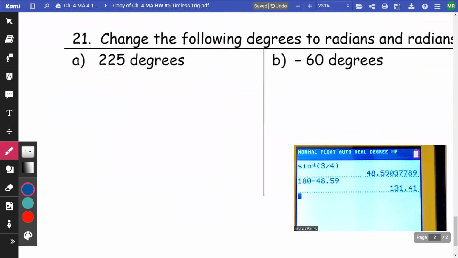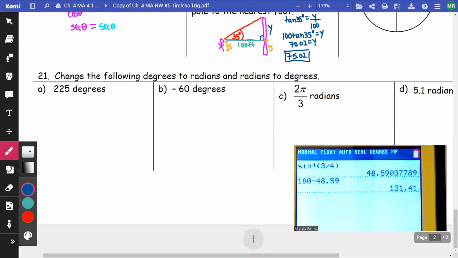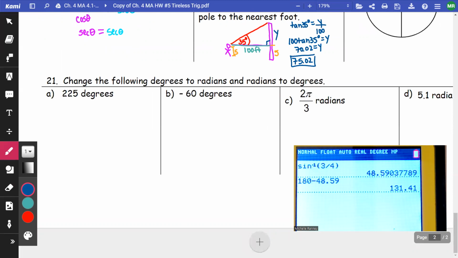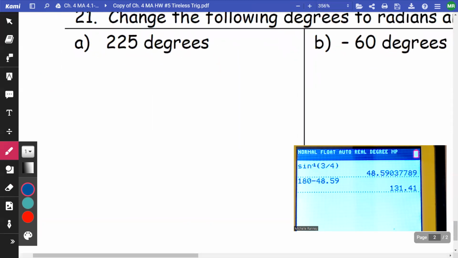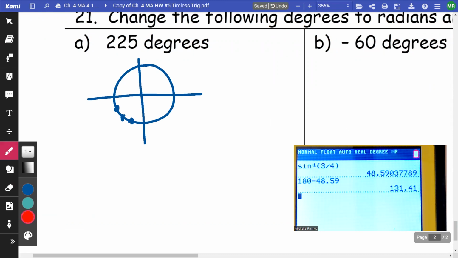Okay, we're converting from degrees to radians. Now, all of these ones happen to be on the unit circle as one of the nice values, except for letter D. Okay, now 2 ways to do this. If I'm thinking about the unit circle, 225 degrees is going to be in quadrant 3. It's going to be this value right here. And that is going to be 5 pi fourths.